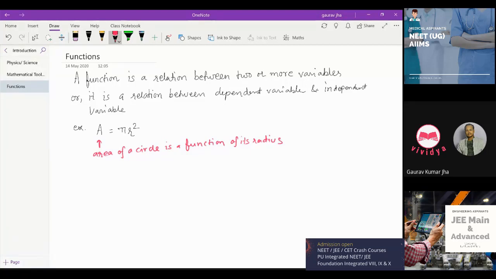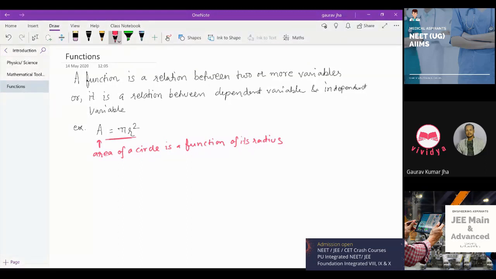Can you capture this idea? The next time we'll say area is a function of radius, and the value of the function is given by A is equal to pi r square. So this equation tells you the value of the function. So area of a circle is a function of its radius, and the value of the function, or area, is given by pi r square. The relation is known to you.